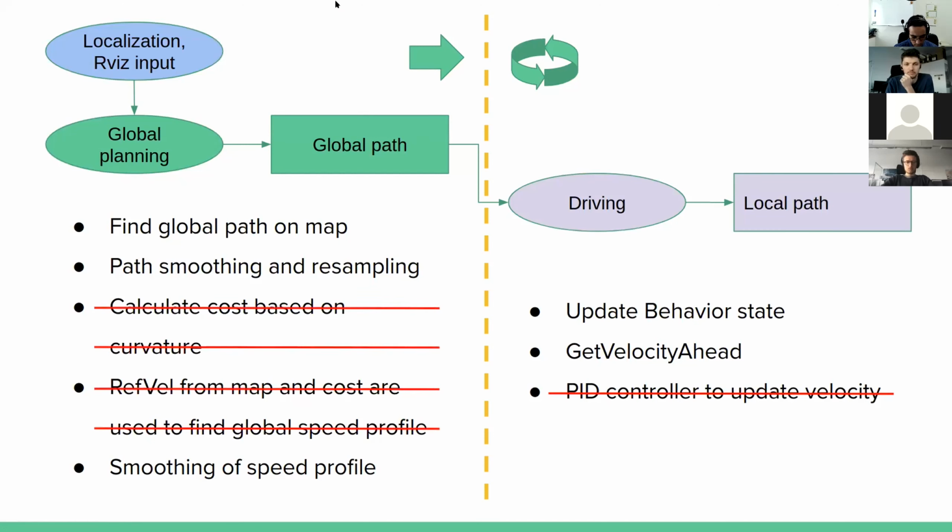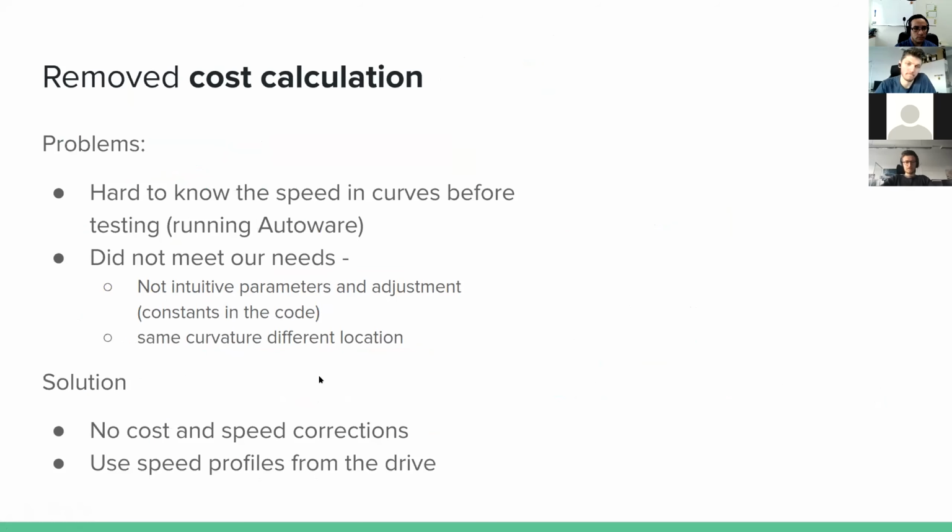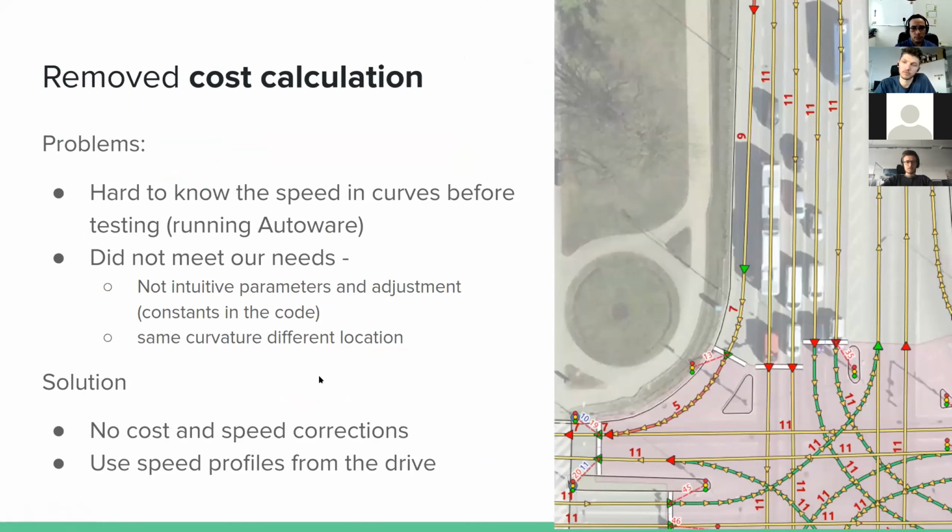So the next thing is we skipped this cost calculation based on curvature. And that also meant that we didn't use this cost to update the speed profile. So the problems here were that, having this cost, it was hard to know.